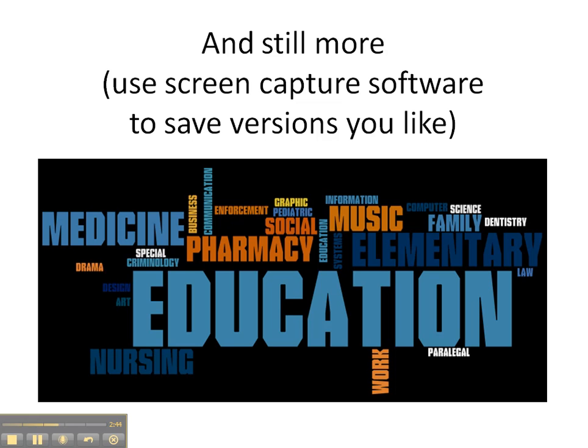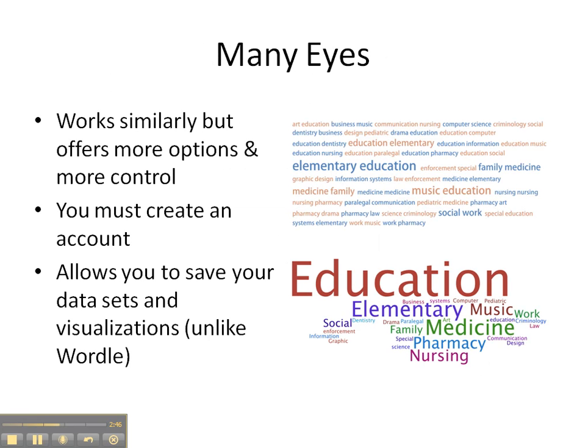And so Many Eyes works very similar to Wordle, just kind of a copy and paste, but it does give you a little bit more control and some different options. For example, the top option here, the more common words are in bold, but it just put a nice little alphabetical list in there. But you can still do something similar to what you do for Wordle, which is the example I have down below. The advantage of using Many Eyes over Wordle is that you can save your data sets as well as save your visualizations, and so you don't need to have a screen capture software because it saves it for you.